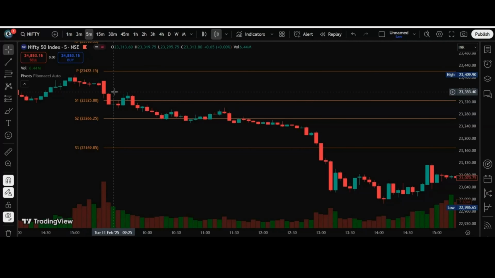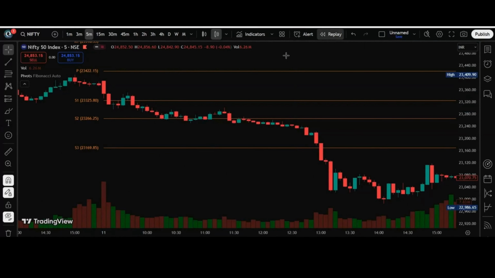If at all you're buying futures or selling futures, I think it's fine. But if you're doing option trading, I think it's always advisable to buy at the money strike, either a call or a put based on the direction.